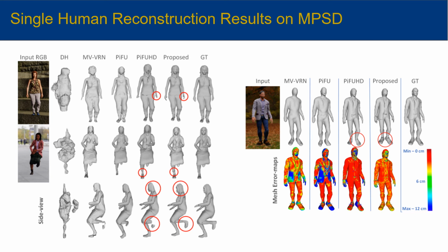The comparison demonstrates that the proposed method gives a high-resolution reconstruction comparable to PIFuHD and significantly better than PIFu, MVVRN, and DeepHuman. The quality and the completeness of the reconstruction in the unseen parts of the objects are better compared to PIFuHD.